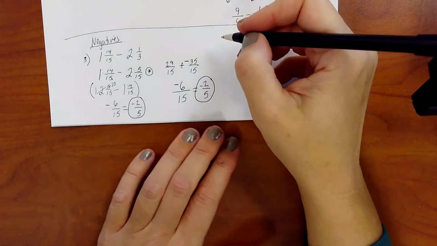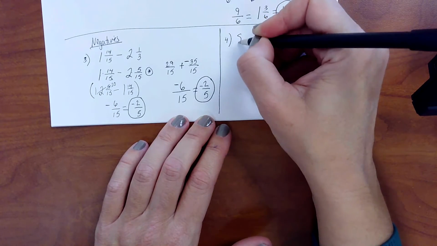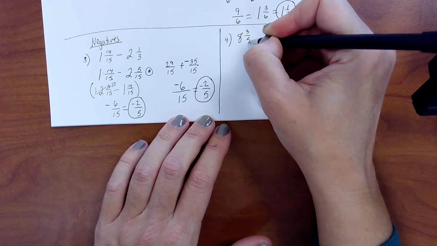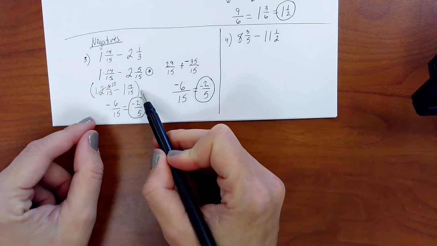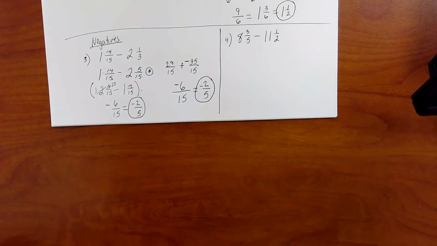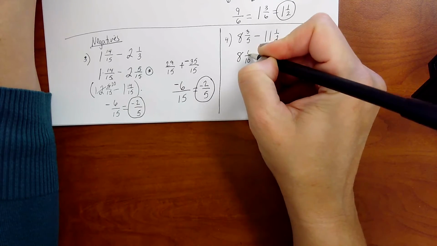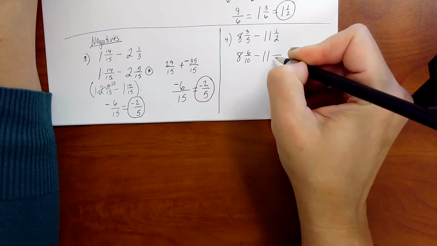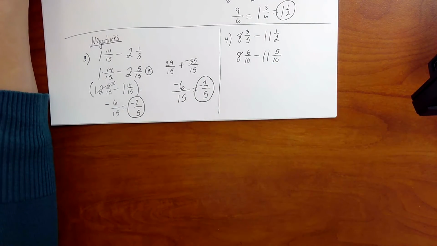All right, try one here. See if you can figure this out. Try 8 and 3/5 minus 11 1/2. So very similar to this one. All right, pause it and see if you can get this one. All right, so first I would make common denominators. 8 and 6/10 minus 11 and 5/10.